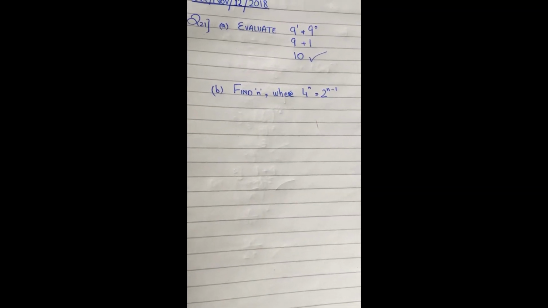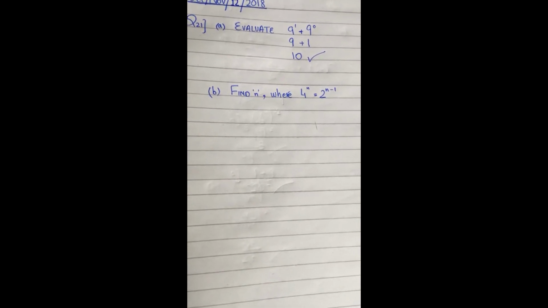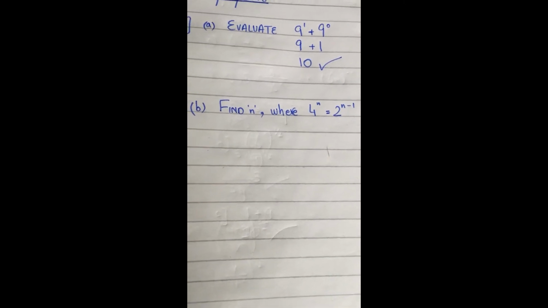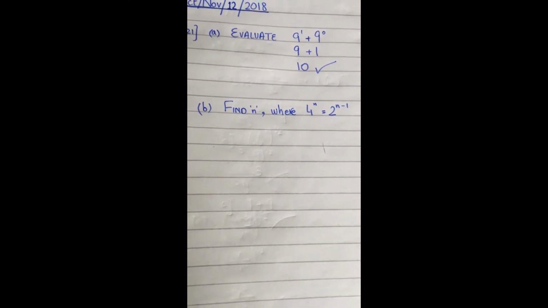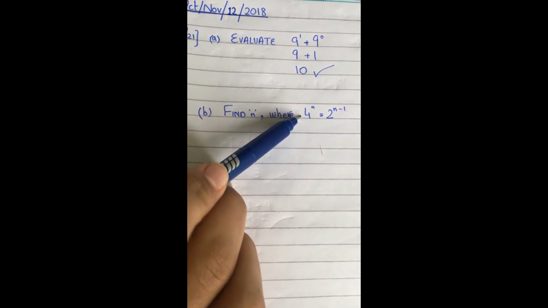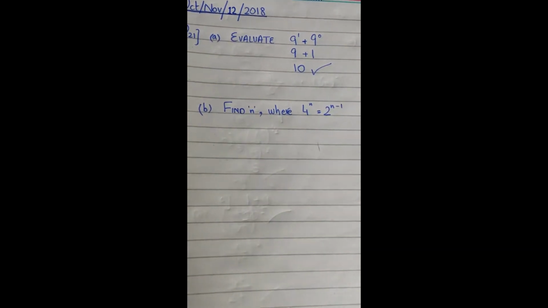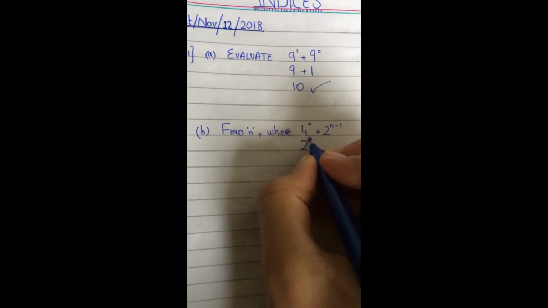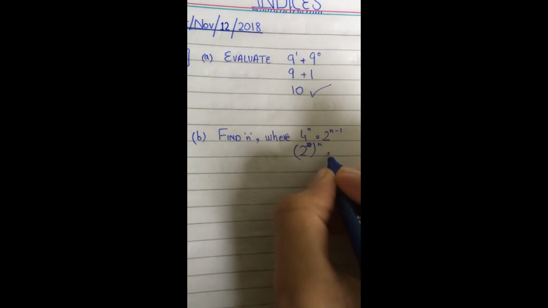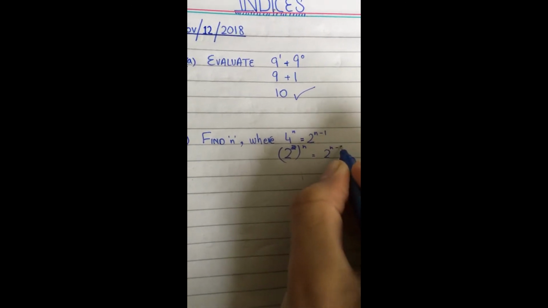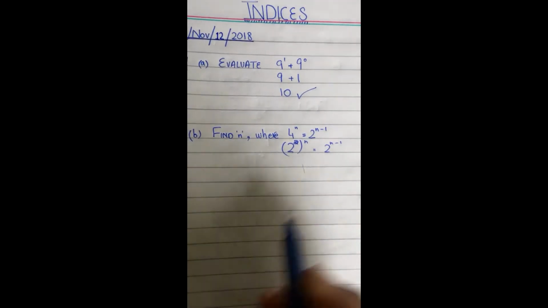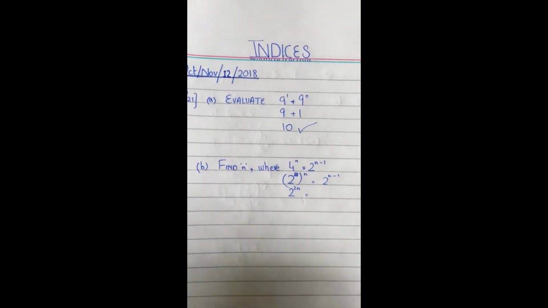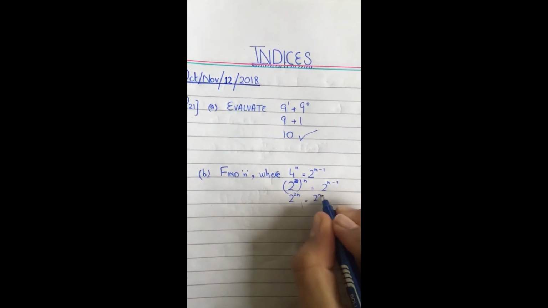The next part says find n where 4 power n equals 2 power n minus 1. So here we need to make 4 into 2 power 2 so that the base number becomes the same on both sides of the equation. This is going to become 2 power 2 whole power n equals 2 power n minus 1. Then we'll multiply these two powers. So we're going to write this as it is.